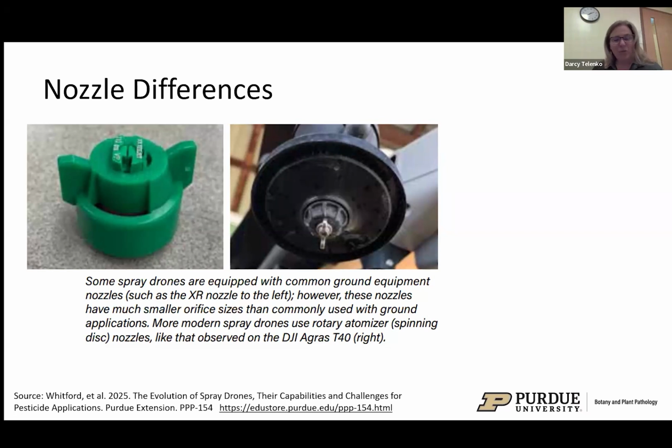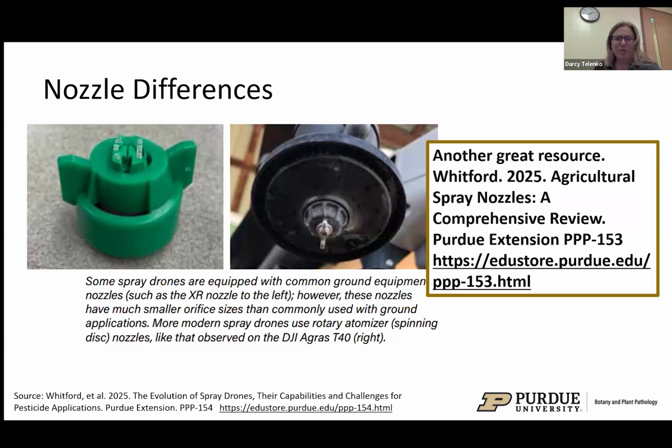In addition to that drone research, there's a really good resource that Fred Whitford wrote about spray nozzles. It's mainly covering all the spray nozzles up to those rotary atomizers. But again, there's all this research on why we select different spray nozzles for different application techniques. So those are some of the changes that continue to change as we move along and look at using spray drones.